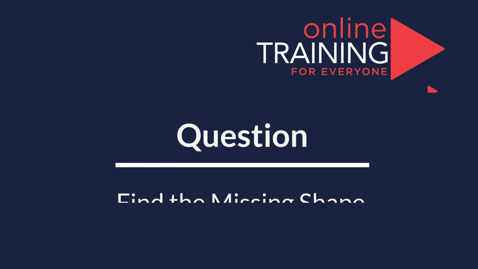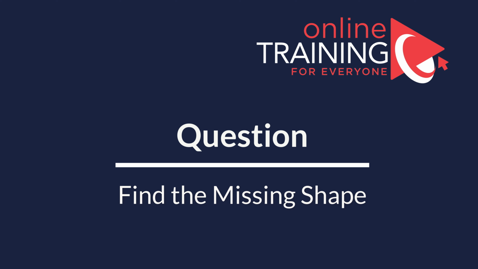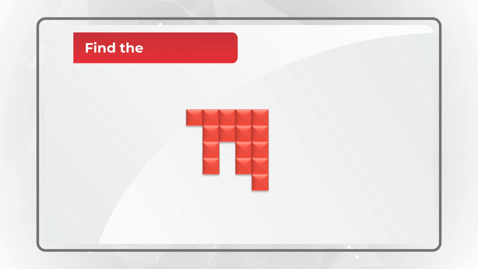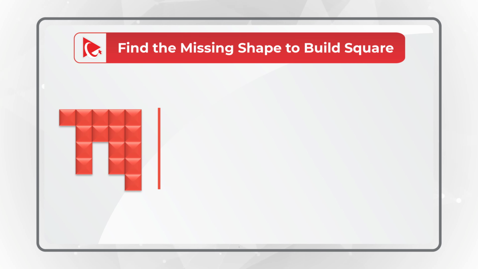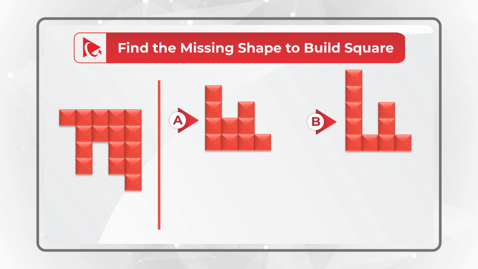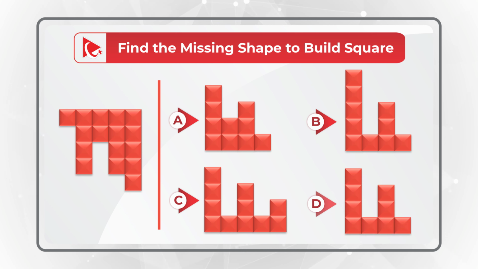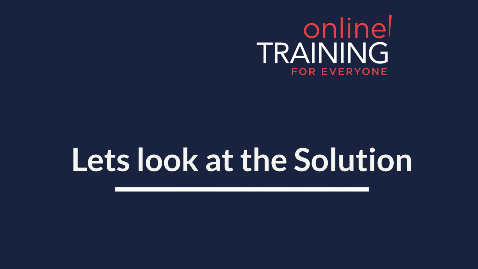Here's a very interesting question to test your spatial reasoning. You're presented with a partial square, and you need to find the missing shape to build the full square. You have four different choices to choose from to complete the square. Choices A, B, C, and D. Take a close look to see if you can come up with the answer. And on my end, I'm moving forward to share with you the correct solution.